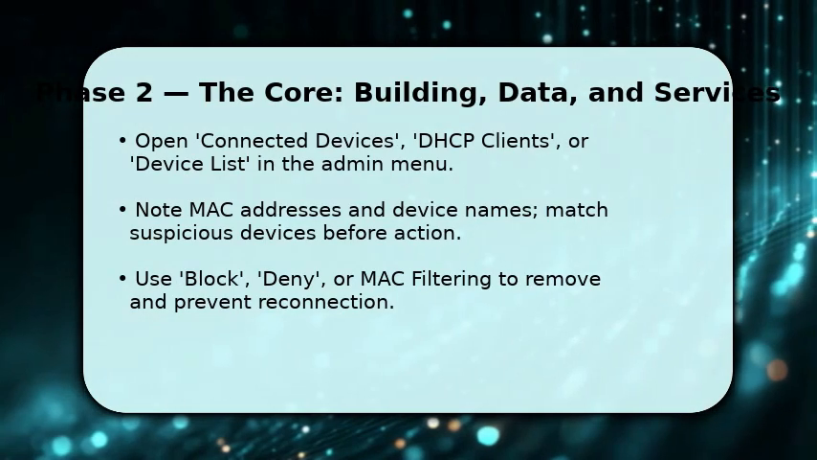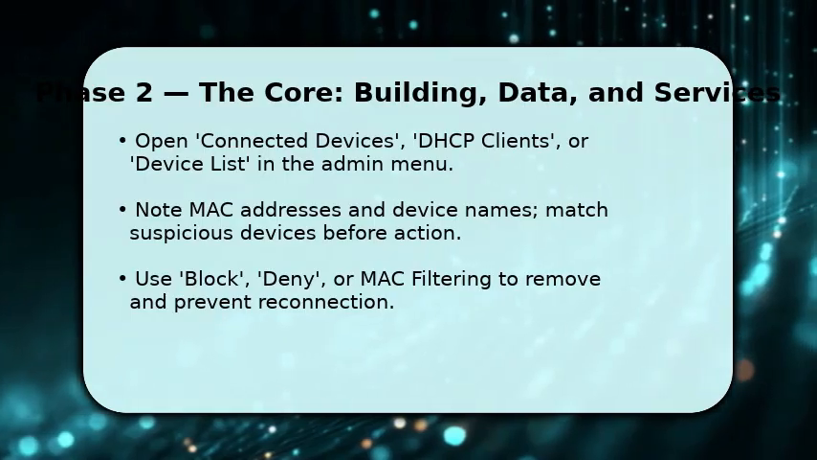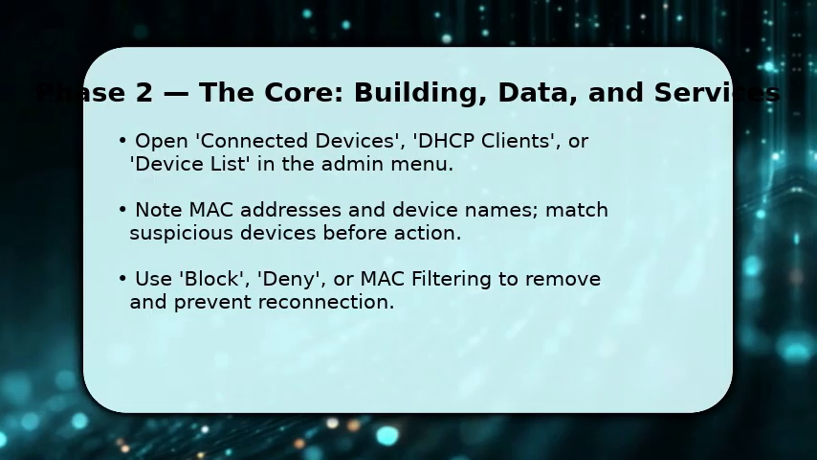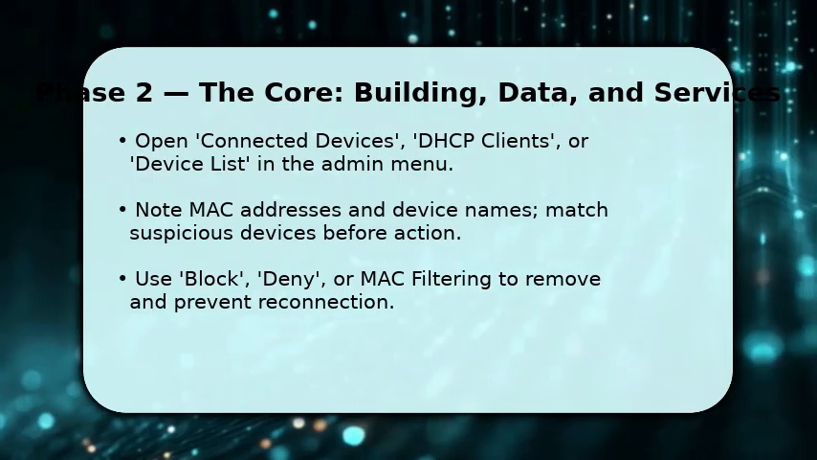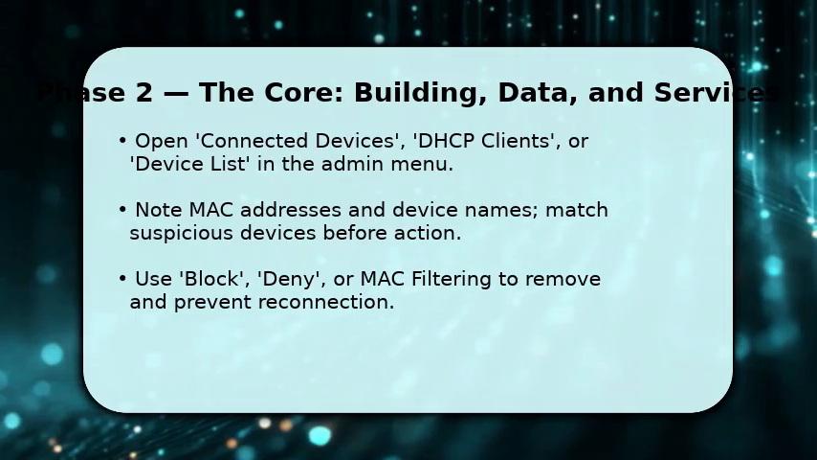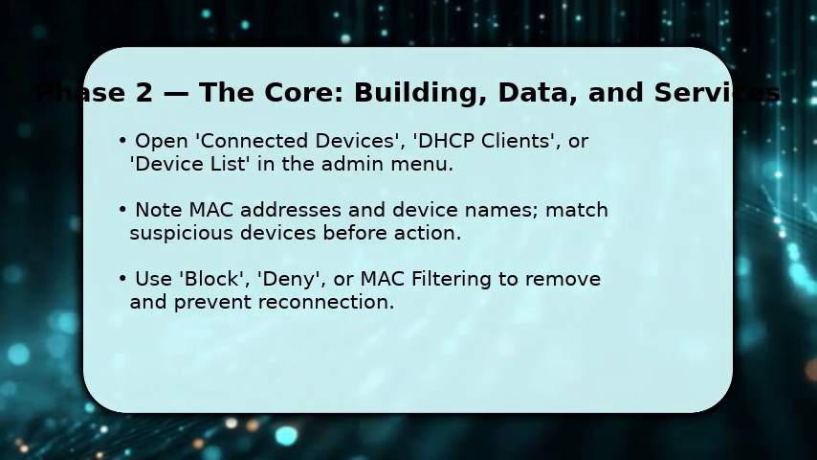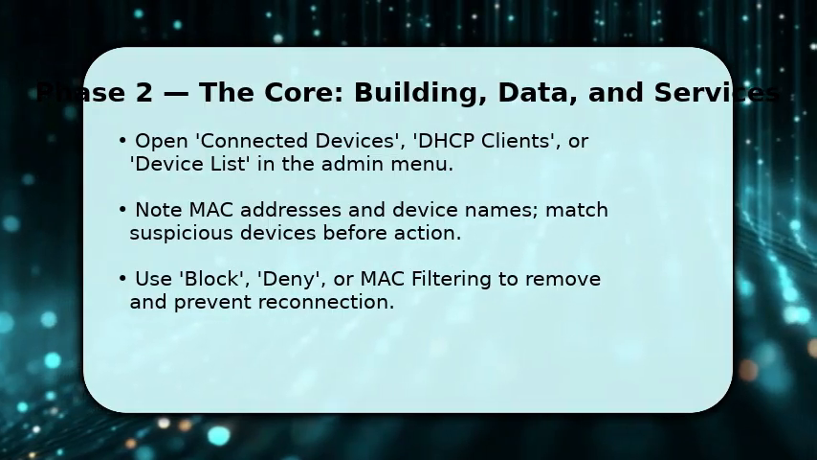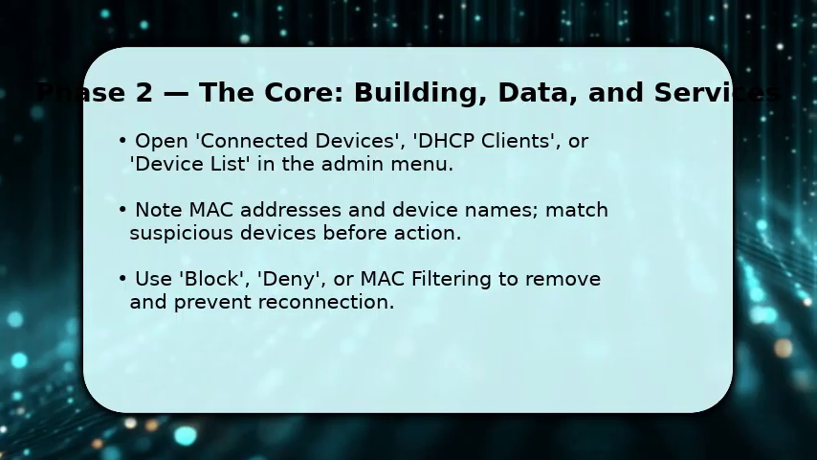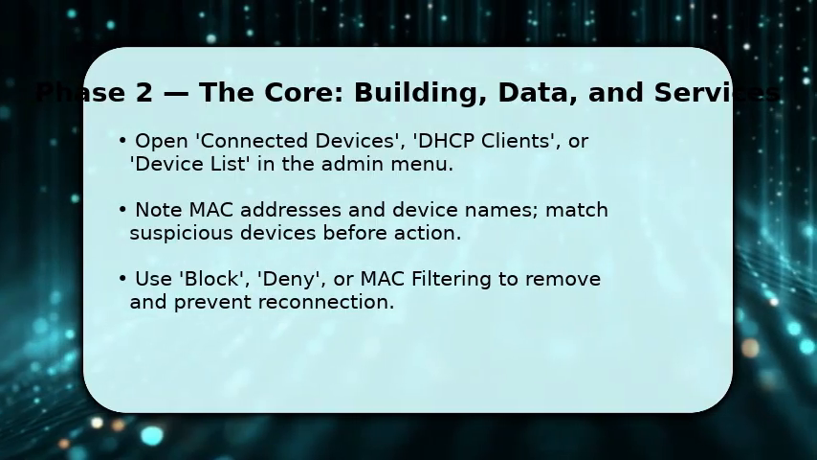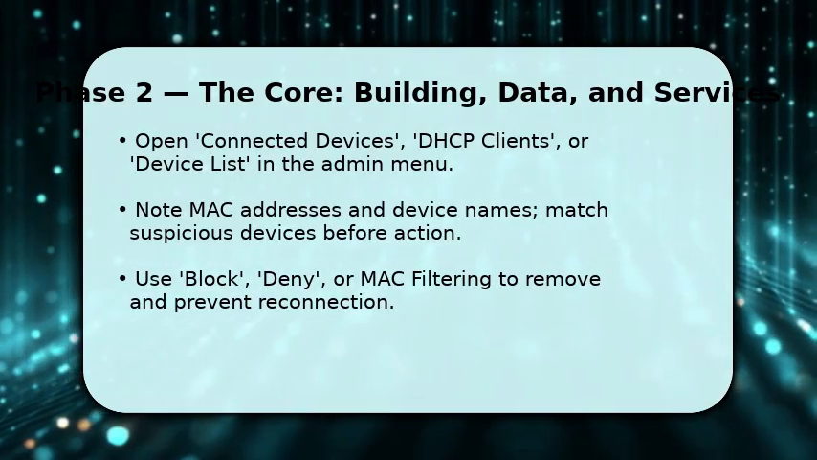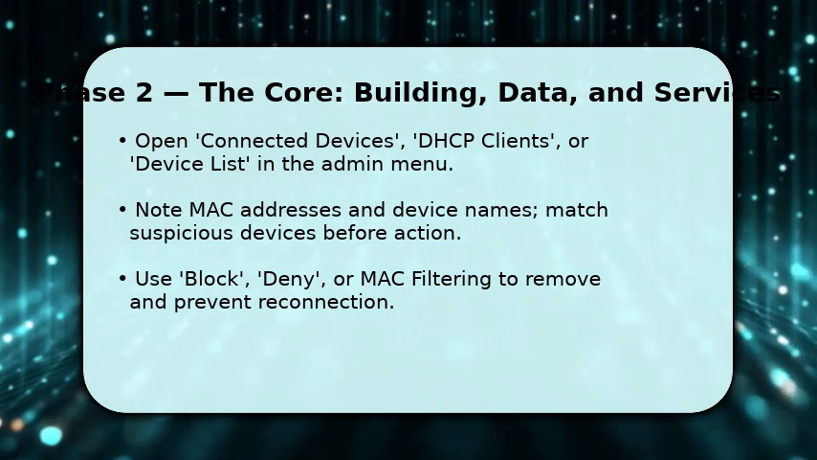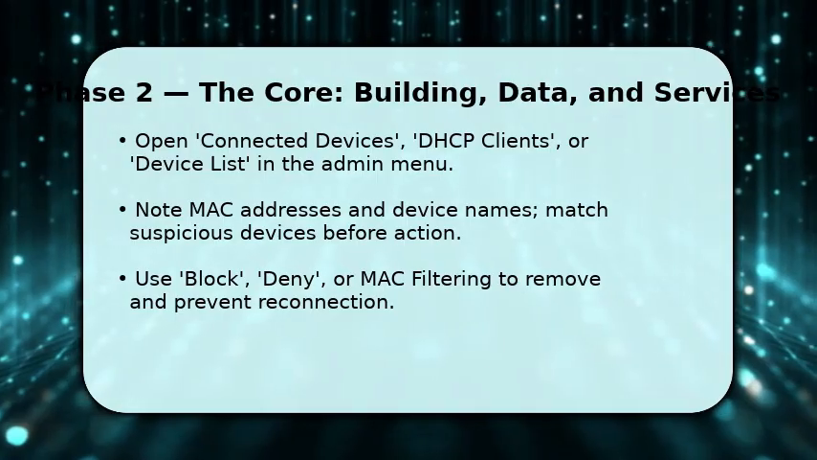Once you're viewing the connected clients, identify devices by name, IP, and MAC address so you target the right one. Make note of any suspicious entries and compare to known household devices. This prevents accidental removal. Then select the device and use the router's block, deny, or MAC filter option to remove it immediately. When blocking, enable persistent deny or add the MAC to the blacklist so the device can't rejoin without your approval. This step enforces the removal at the router level.